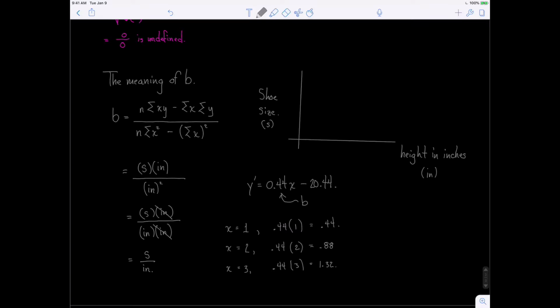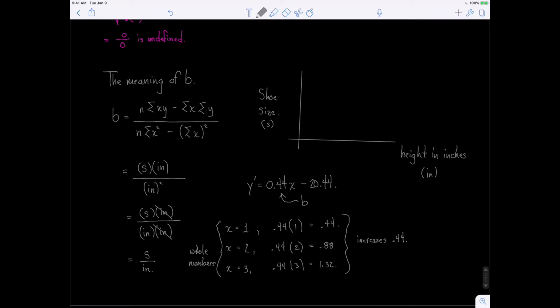So here's what it says. Notice that my x's here, these are whole numbers. But the y's over here, they don't go up by a whole number. Each one increases. These only go up by 0.44. And that's what B does. B controls how fast the line goes up or goes down.